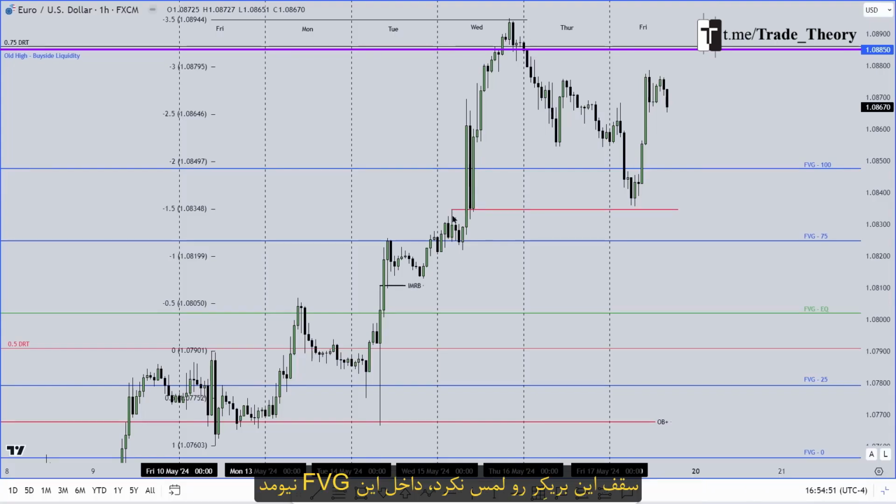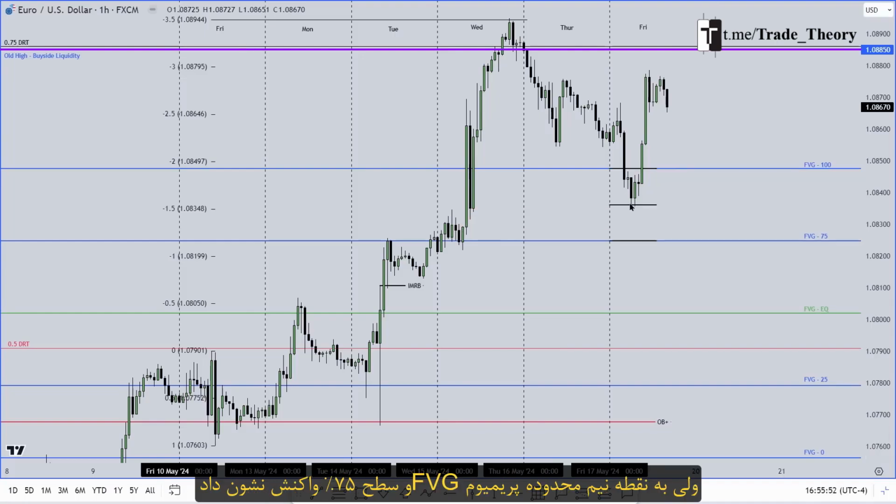It didn't touch the high of this breaker. It didn't come into this fair value gap, but it touched the midpoint of the premium high of the fair value gap and the 75% level. This is why the structure in price, the algorithmic structure, is important. We have another example here between the 75% and the 50% of that daily fair value gap.